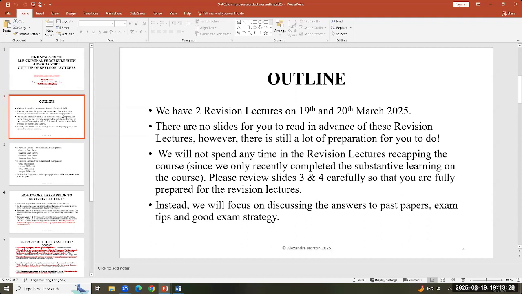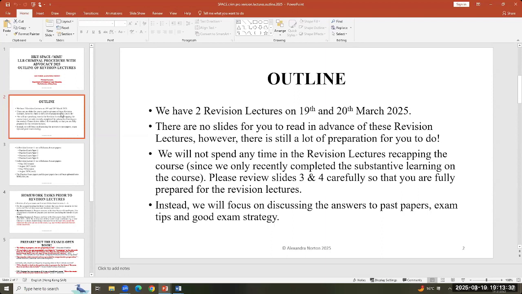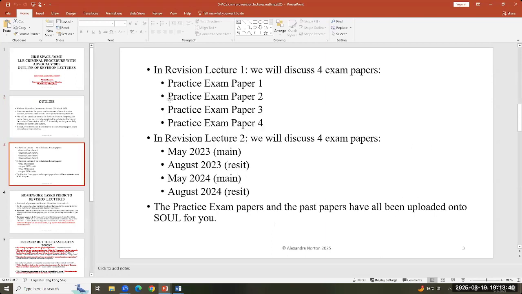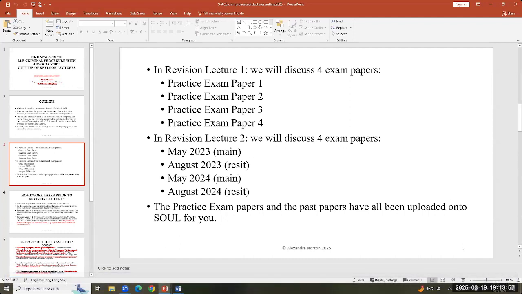For what I've called practice exam papers, but they are actually the exam papers from 2020 and 2021, okay? And they are the main and reset papers for 2020 and 2021. And then tomorrow night we'll do another 4 papers. It's quite a lot of practice exam papers to work through, but because we've just completed the course, I don't really feel like we need to spend any time going back over the substantive content. So I don't want to waste time doing that.